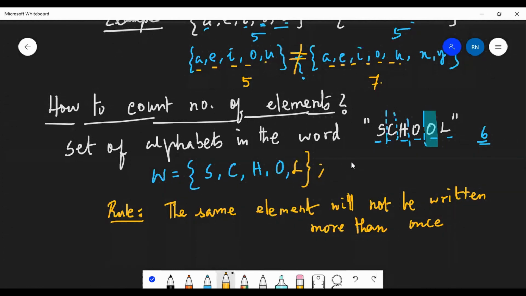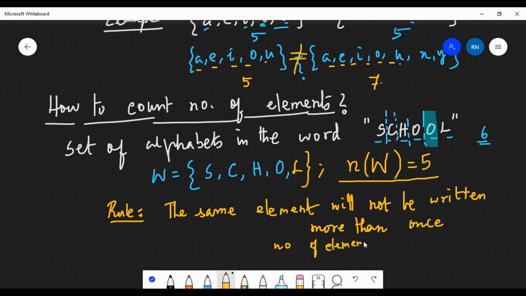And for the number, now we have a symbol, small letter n, and then an open bracket, and inside the bracket you write the name of the set. So now you have learned another symbolic language. How do you read it? We read it as the number of elements in the set W is 5. So this is how we read it.